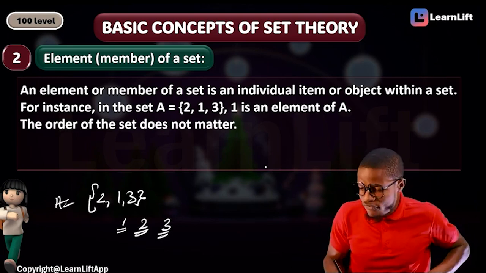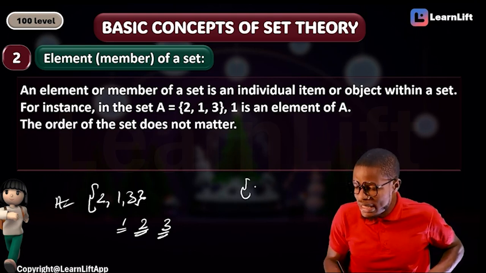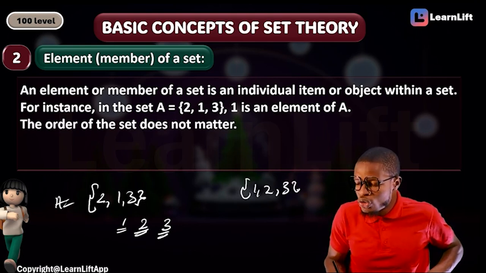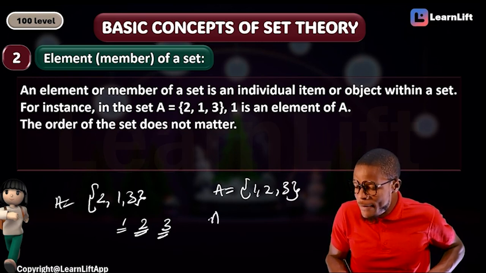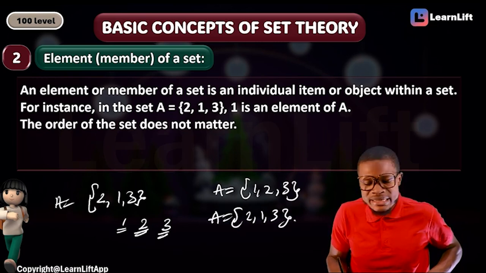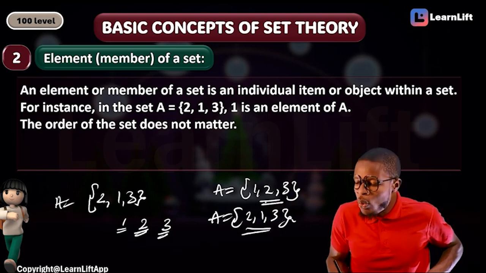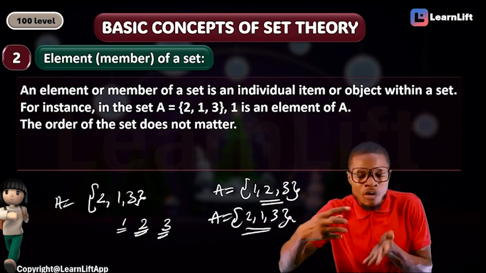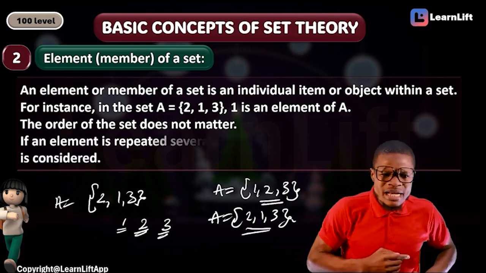Now, let's say, for instance, we have set A being 1, 2, 3, and then set A being 2, 1, 3. They are the same. These two sets are the same. Why? Because the order in which the elements come does not matter.